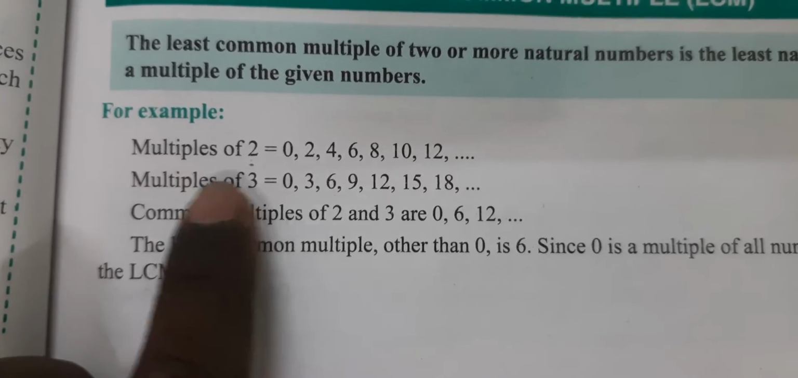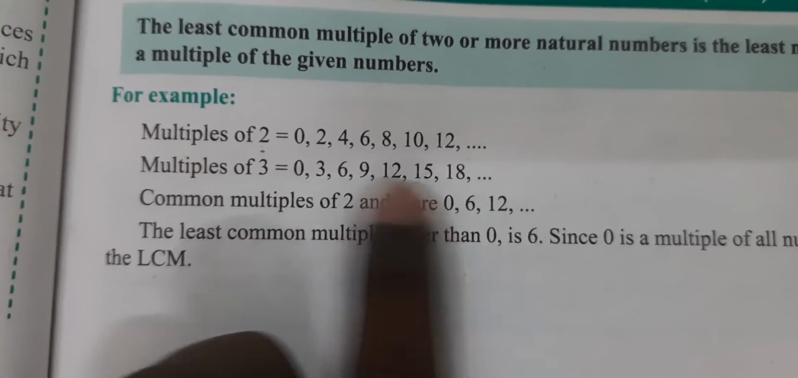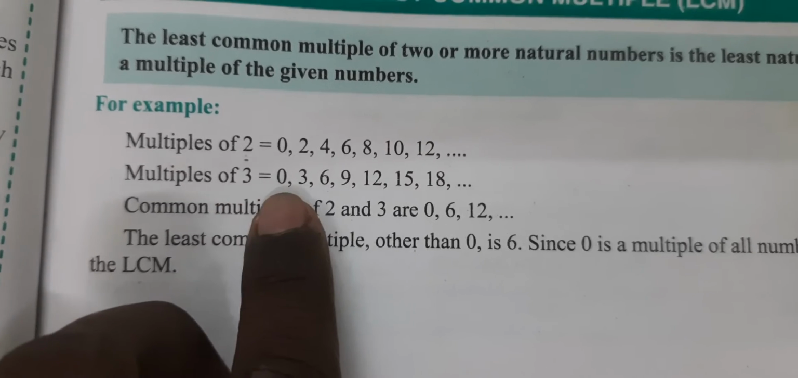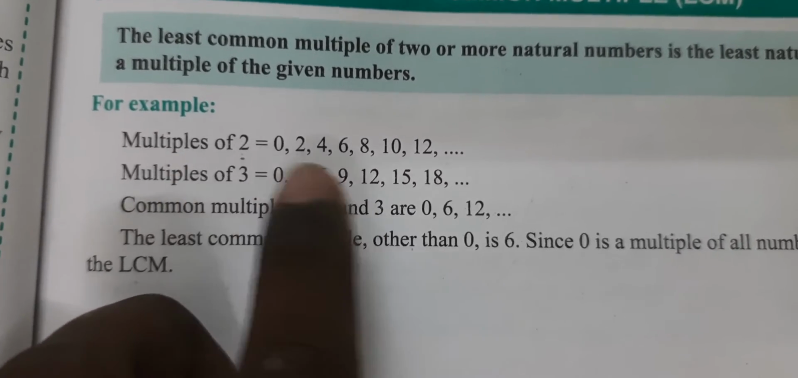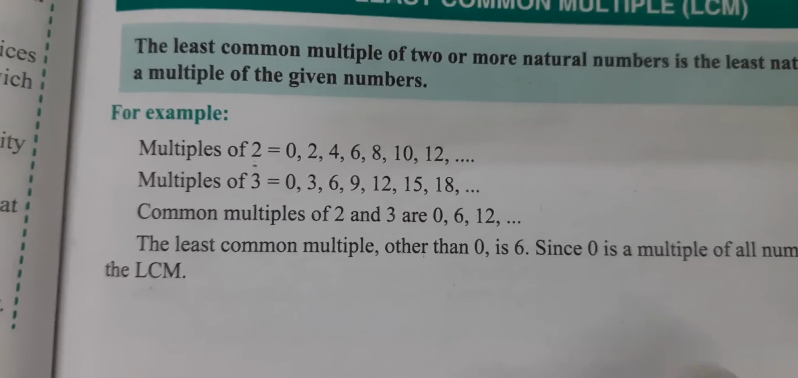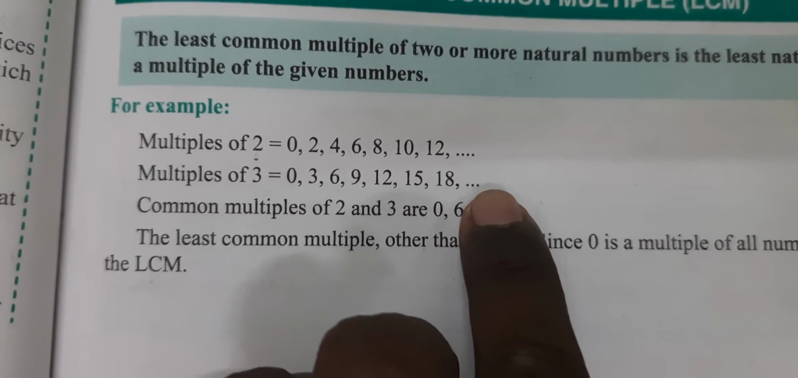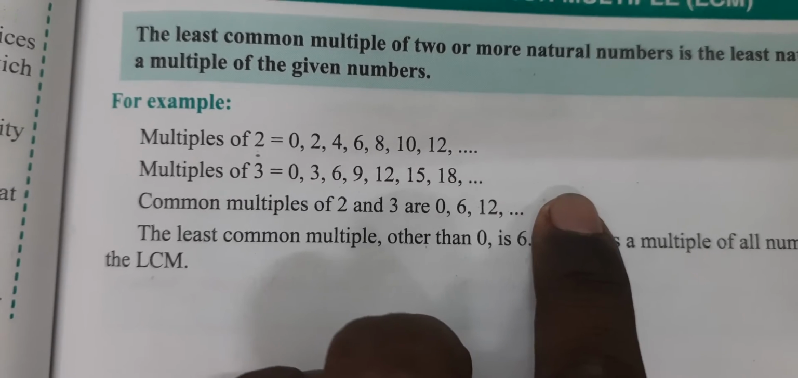Similarly, multiples of 3 are those numbers which come in its own table, including 0. 3 zeros are 0, 3 ones are 3, 3 twos are 6, 3 threes are 9, and so on and so forth. And they have given dot dot dot. It means they go on.